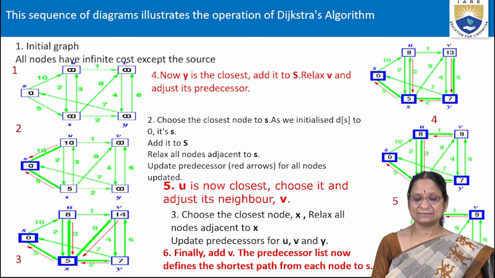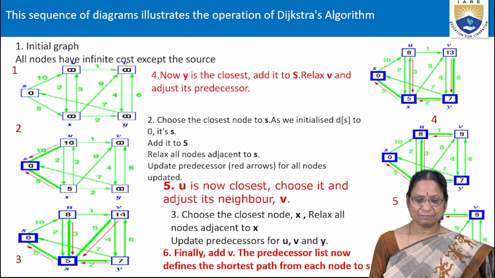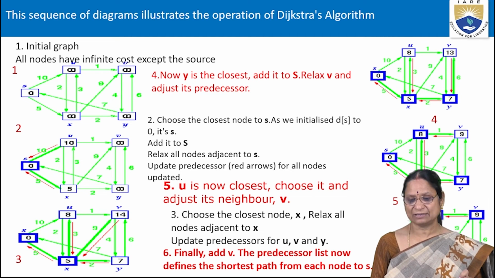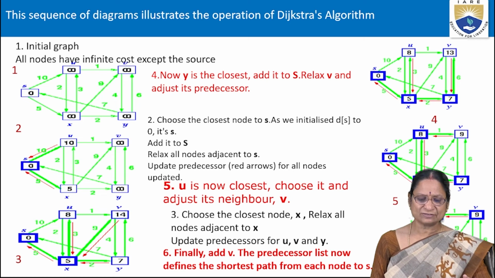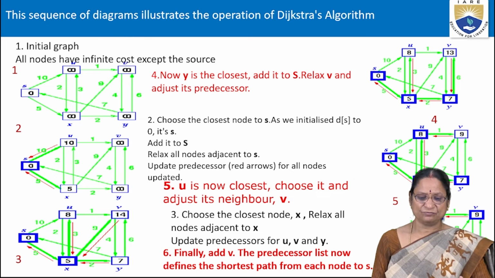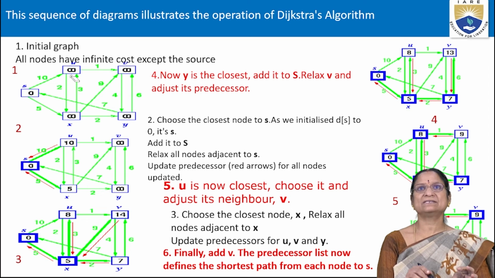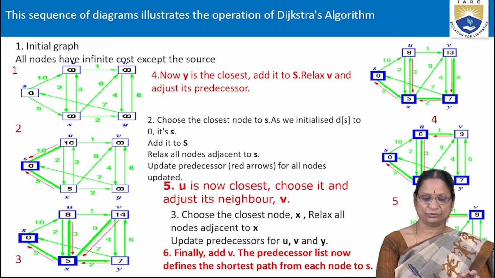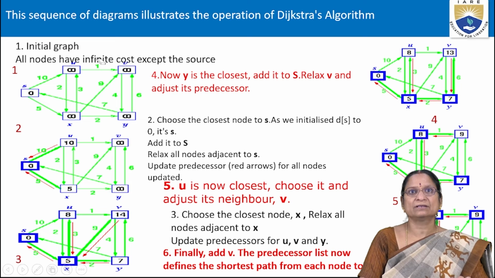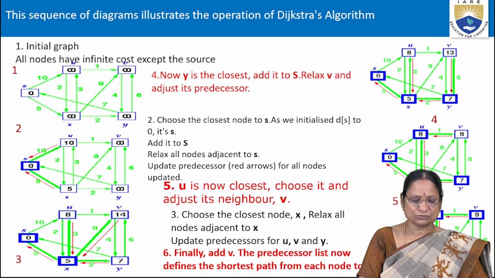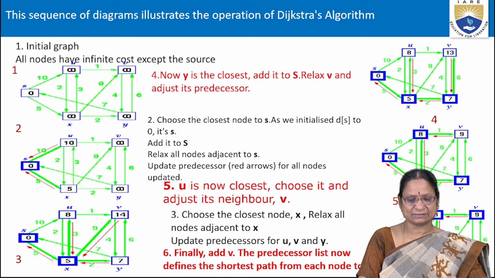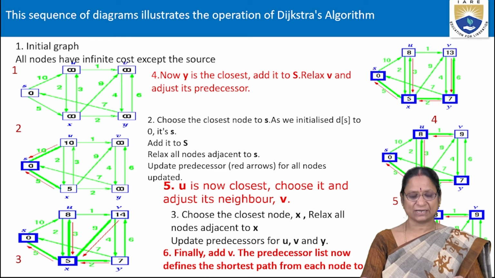And one more example: a sequence of operations can be considered by using a sequence diagram to illustrate the operations of Dijkstra's algorithm. You just observe in the first diagram, the initial graph, all nodes are having cost as infinity. The costs are represented inside the block, and the vertex names are represented outside the square. So S is the source with distance 0, all other distances are made infinity as initialization.